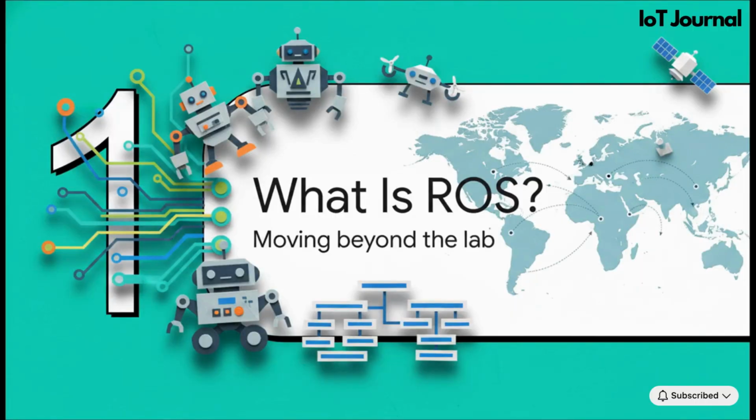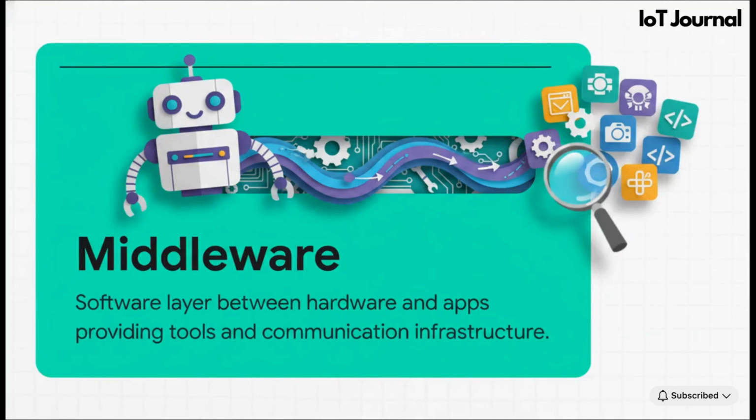Section 1. What is ROS anyway? Moving beyond the lab. First things first, despite the name, the Robot Operating System, or ROS, is not actually a traditional operating system like Windows, macOS, or Linux. Instead, it's what computer scientists call a middleware framework. You can think of middleware as a hidden translator and delivery service. It's a layer of software that sits between the physical robot hardware, the actual sensors and the spinning motors, and the higher-level application code that you write to make that robot smart.